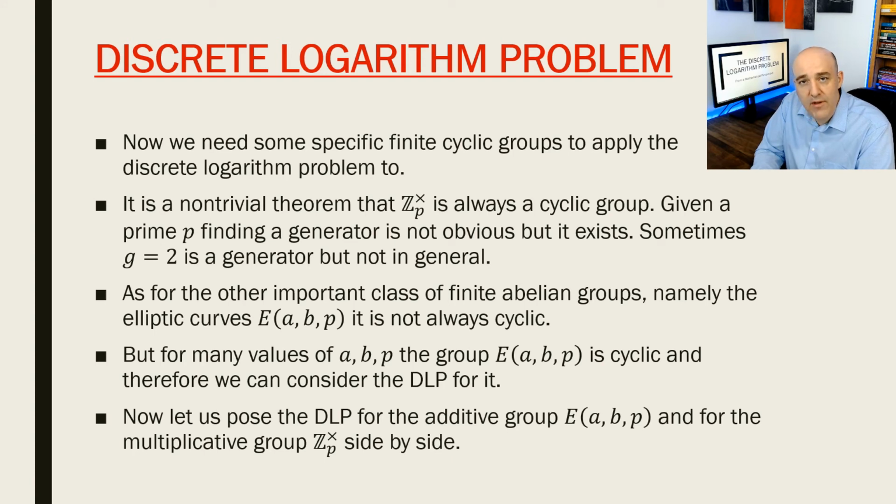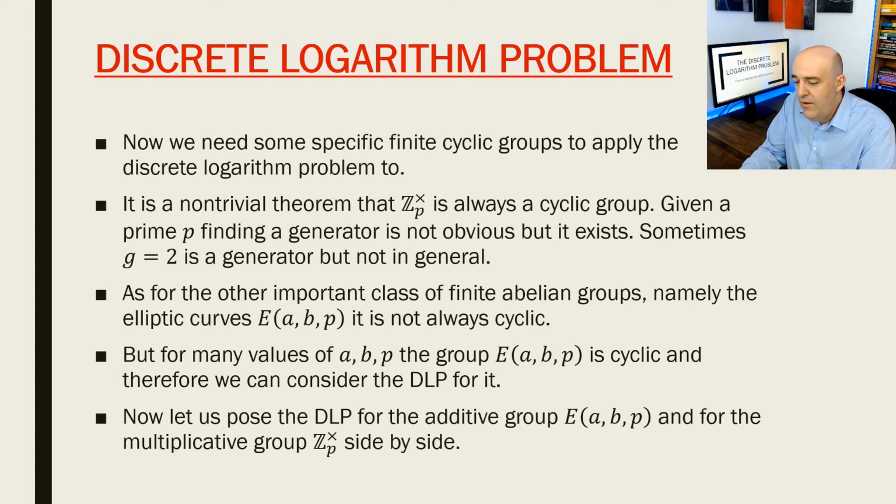Now, as for the elliptic curves E of A, B, P, this group is not always cyclic, but it is very often cyclic. And if we can find some specific values of A, B, and P for which the elliptic curve E of A, B, and P is cyclic, then we can consider the discrete logarithm problem for that group. Whenever we have a finite cyclic group, we can always consider the discrete logarithm problem for that group.